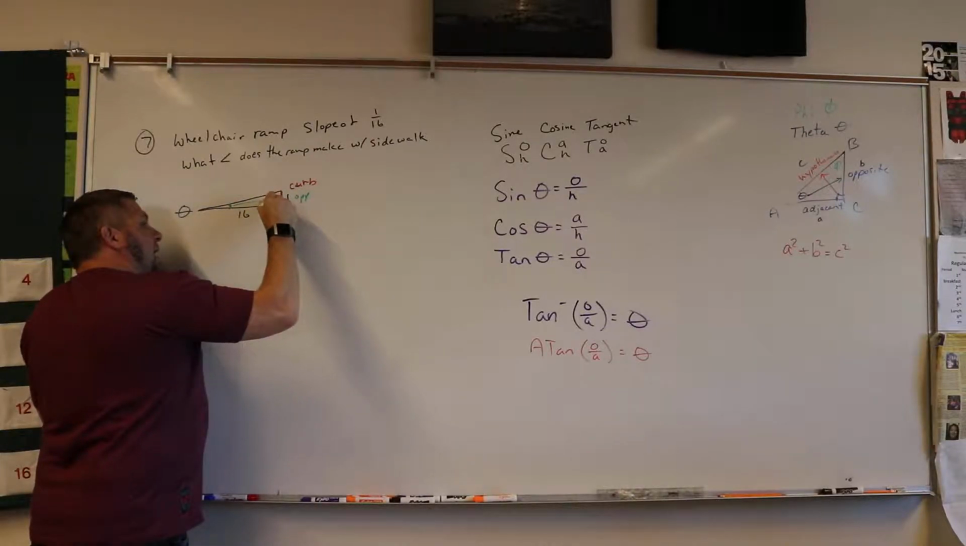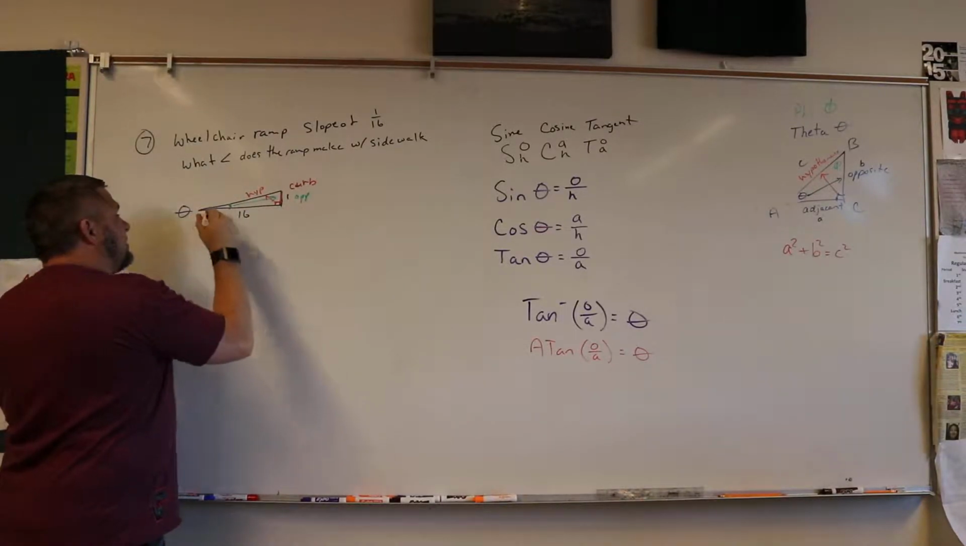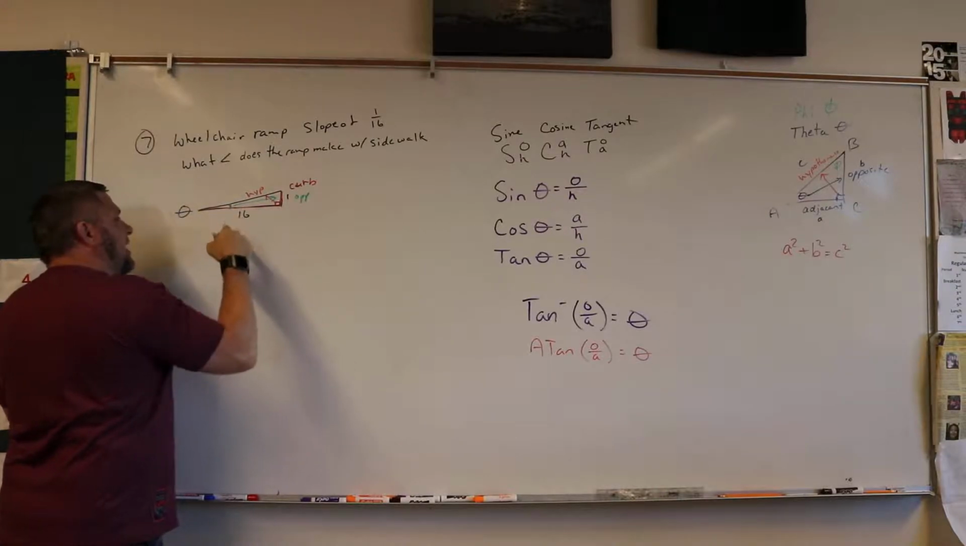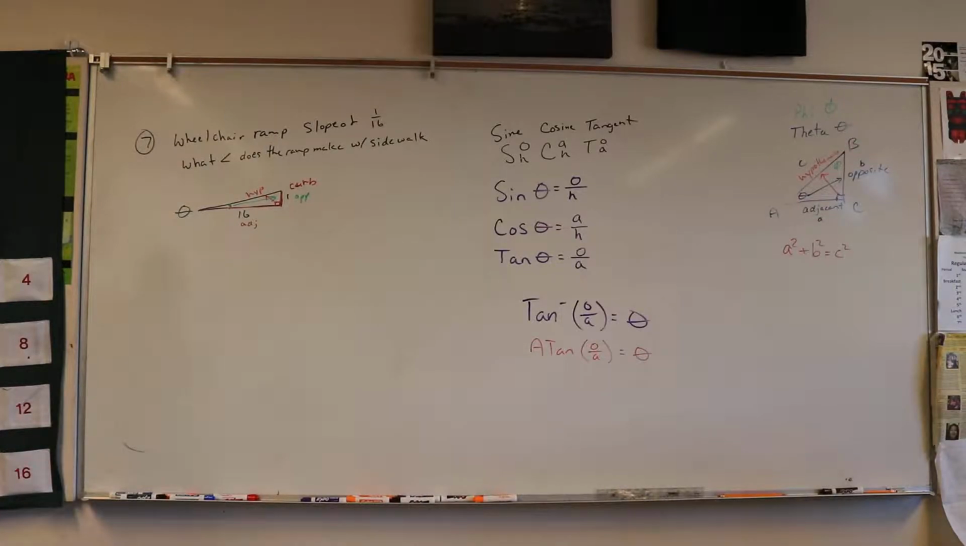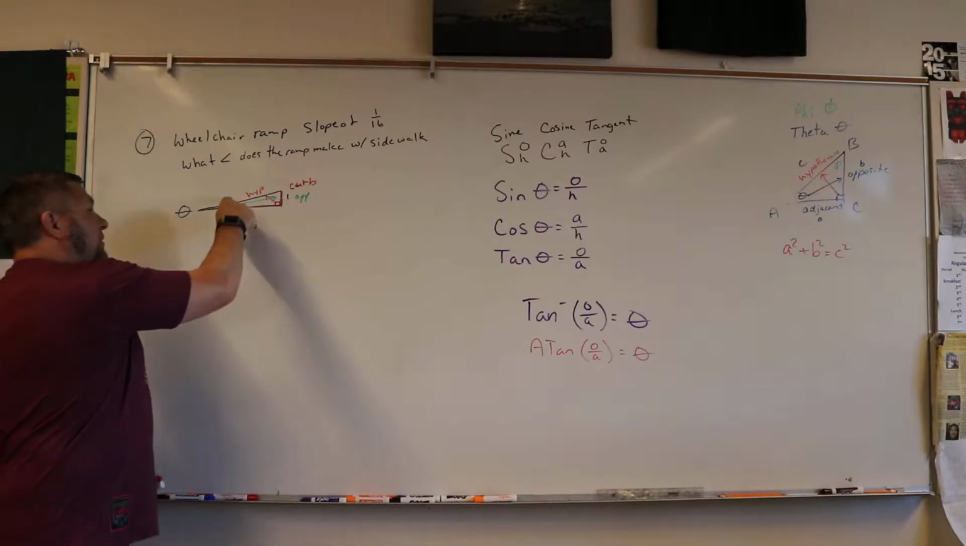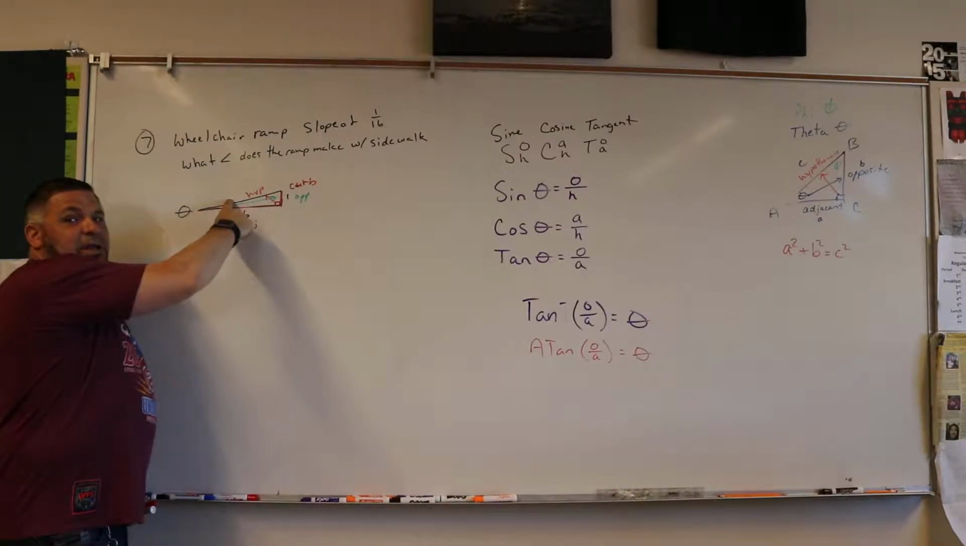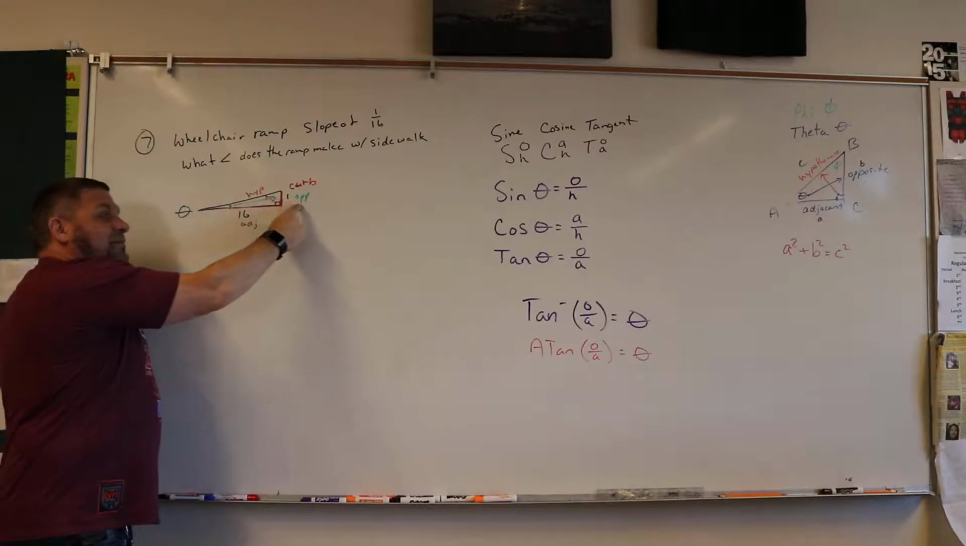So, alright, we know that this is a right angle, so we know that this is the hypotenuse. And this is the side touching the angle we're looking from, so this is the adjacent. Once we know what adjacent and opposite and hypotenuse are, which ones do we have? What numbers do we have? 16 and 1. And do we have adjacent? Yeah. Do we have hypotenuse?